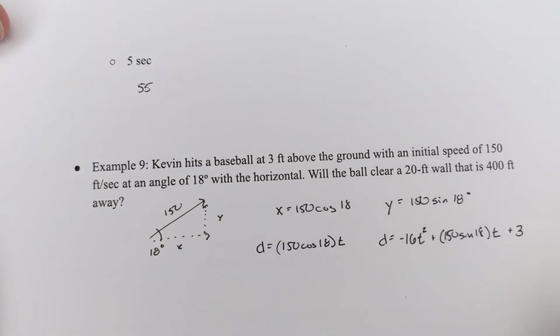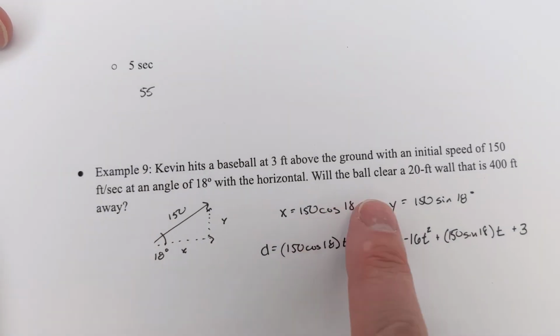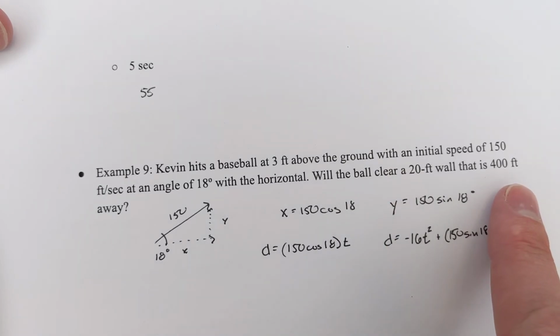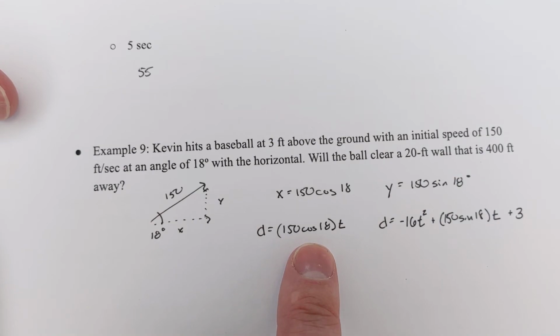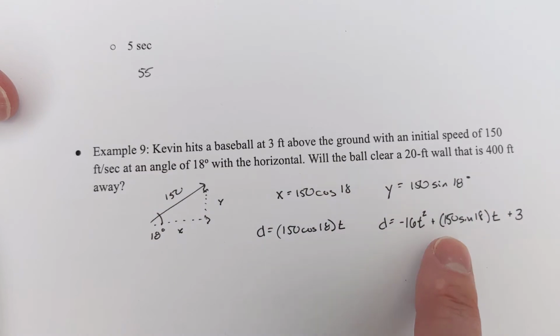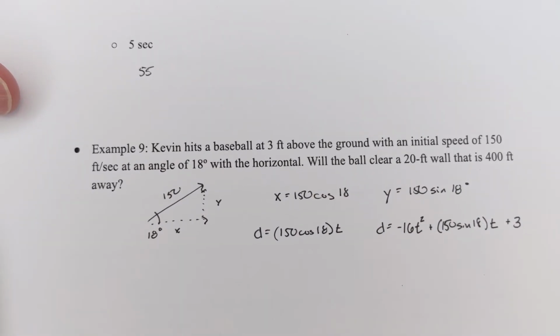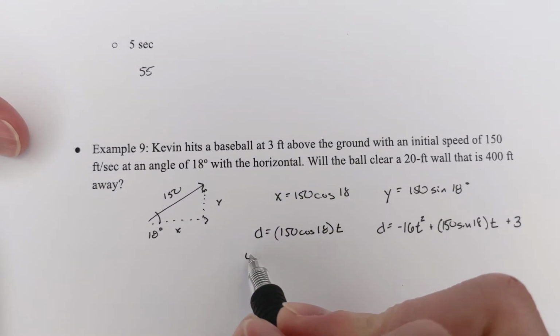Okay, and then let's see here. Will the ball clear a 20-foot wall that is 400 feet away? So I can use the 400 feet to figure out how long it takes the ball to get there, because the horizontal velocity is constant. And then I can plug that time into my vertical and use that to figure out if it clears the wall.